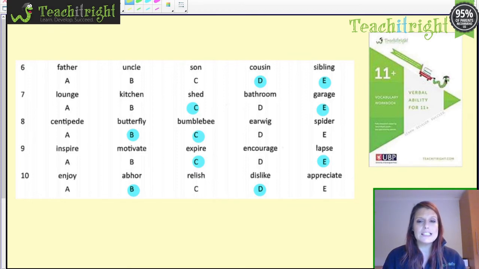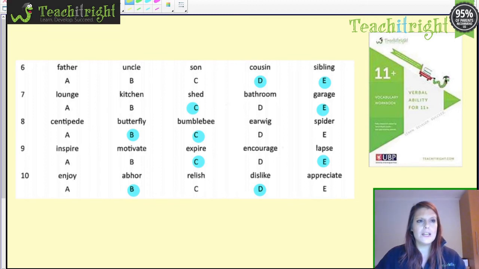Number 9, expire and lapse. This means something's ended, whereas inspire means to motivate and encourage. And 10, here's one for your vocabulary books, I'm sure. Abhor and dislike. They are synonyms. They mean to hate something, but the others mean to like.